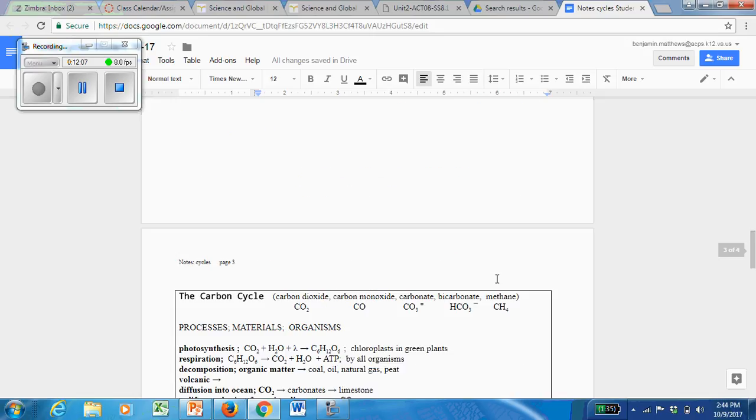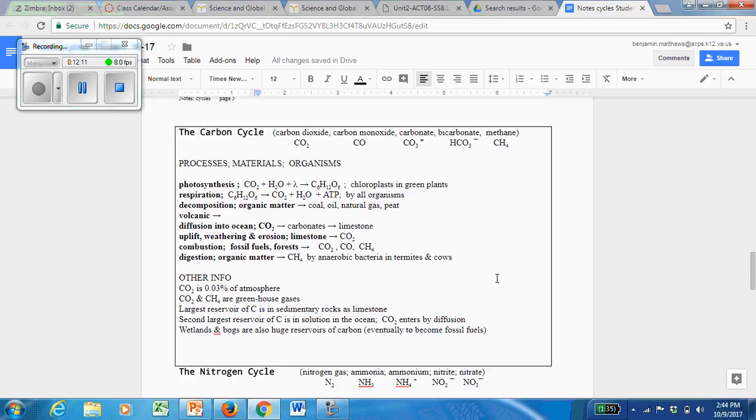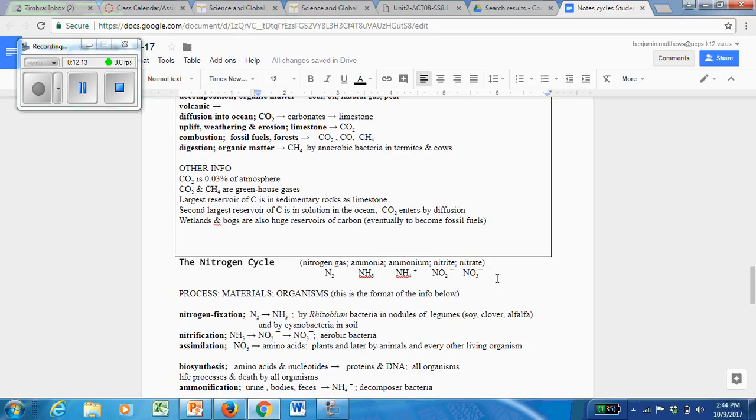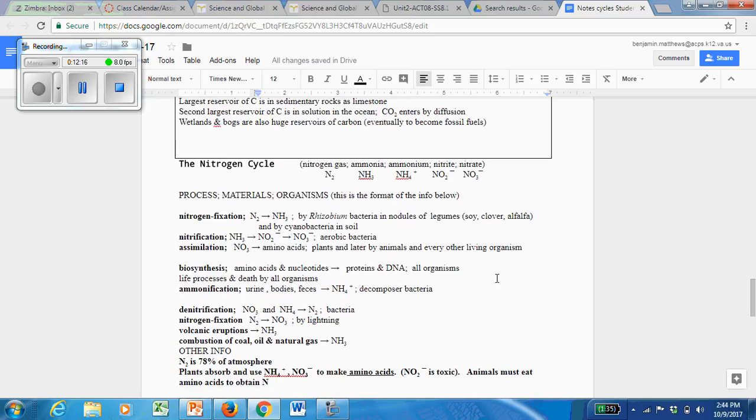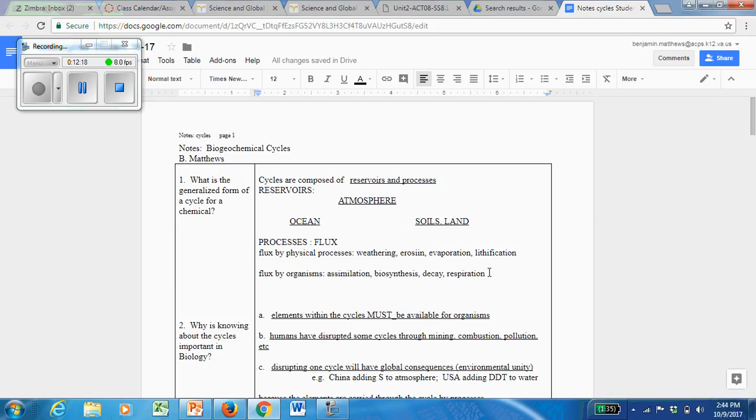But just a little bit about all the cycles. We'll get more into the carbon cycle, which you see here, and the nitrogen cycle, and all those terms throughout the course of the lab. So if you have any questions, don't hesitate to ask.